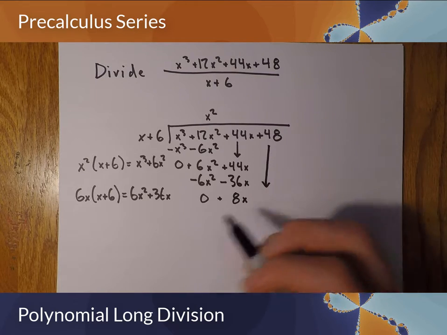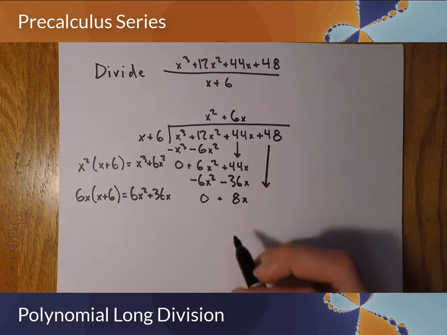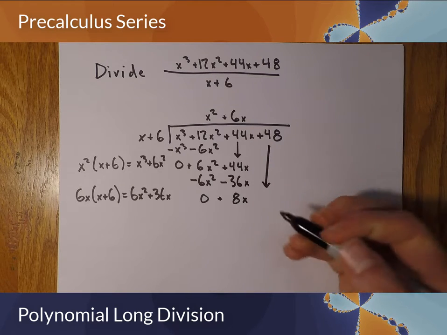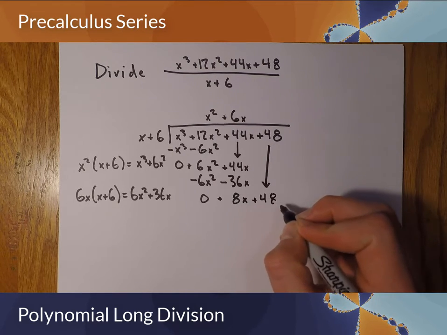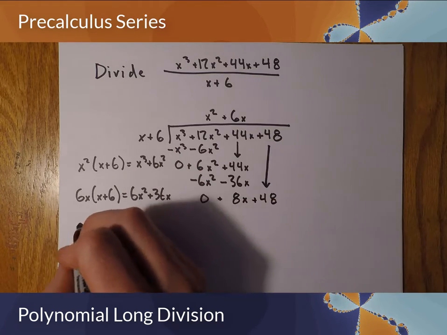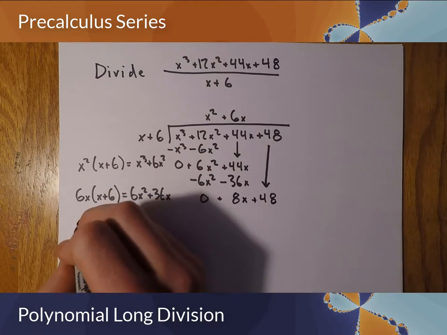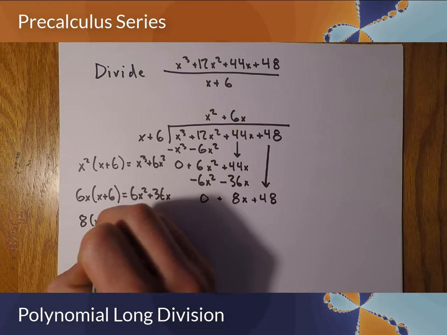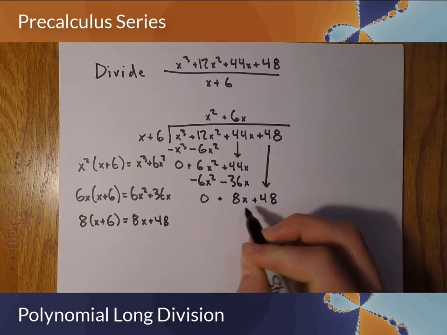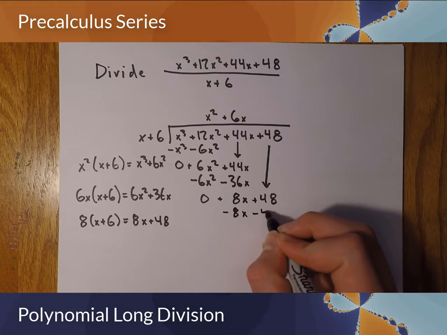And before we keep going, we also need to make sure to put 6x up here as well. All right, so now we want to see how many times x plus 6 can fit into 8x plus 48. Going by the first term, we can see that 8x is 8 times larger than x, so we can just multiply x plus 6 times 8. It equals 8x plus 48, which happens to cancel out this second term as well. So we have negative 8x minus 48.